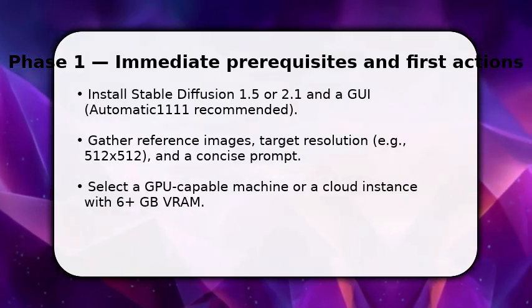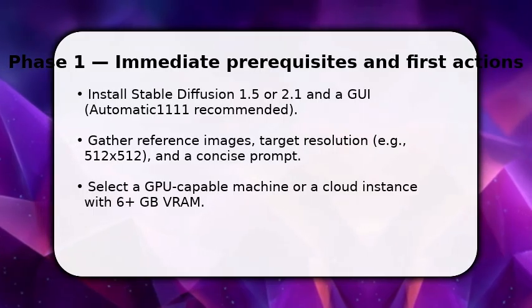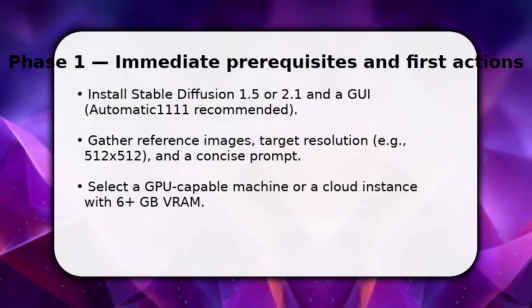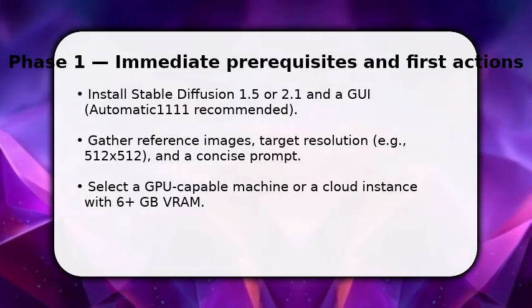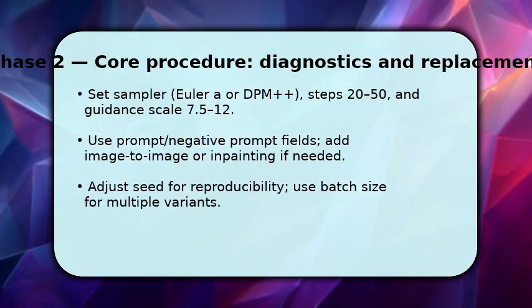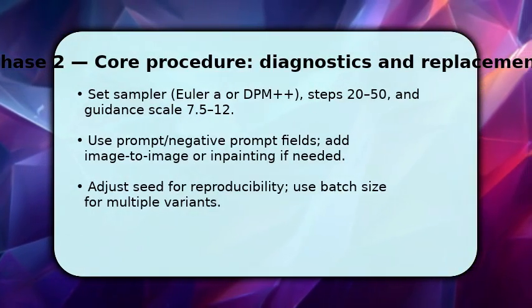Make a short, focused prompt that lists subject, style, and mood. Also confirm your machine has a GPU with at least 6 GB of RAM, or pick a cloud instance so generation runs smoothly. Next, you configure the generation parameters to control quality and creativity.